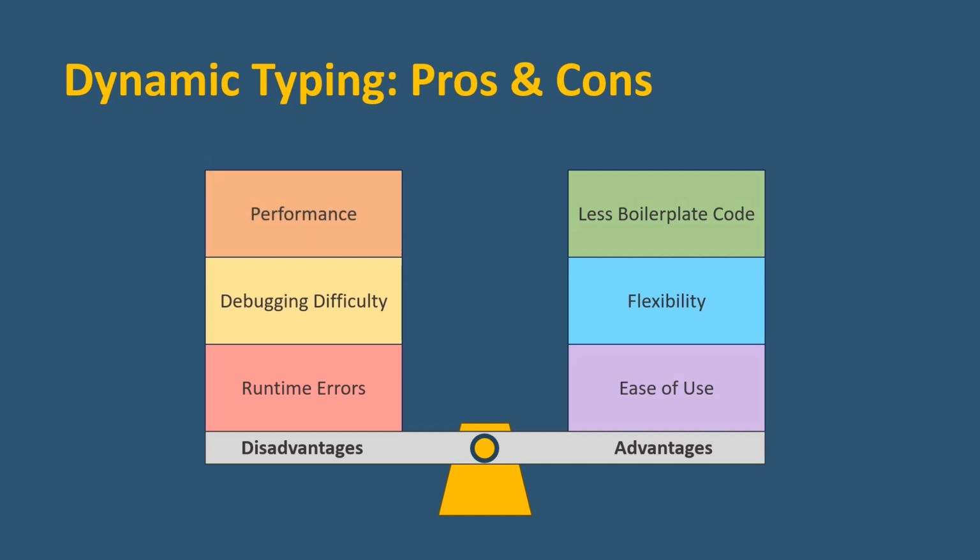Performance. Dynamic typing can lead to slower execution speed because determining the type of a variable is done at runtime. Understanding the pros and cons of dynamic typing in Python can help you write code that is more reliable and performs better. It's important to use dynamic typing thoughtfully and be aware of potential pitfalls.